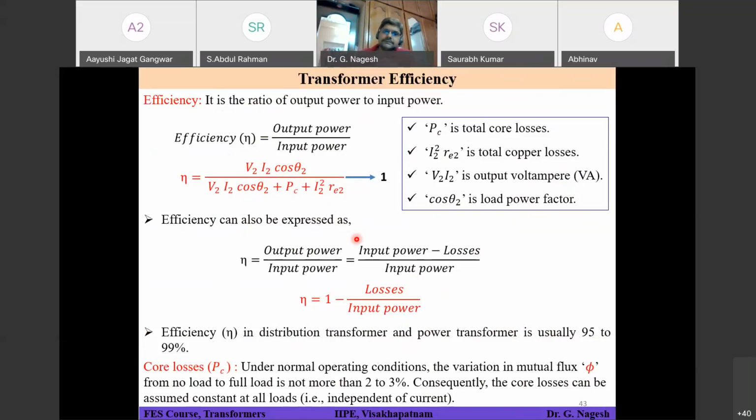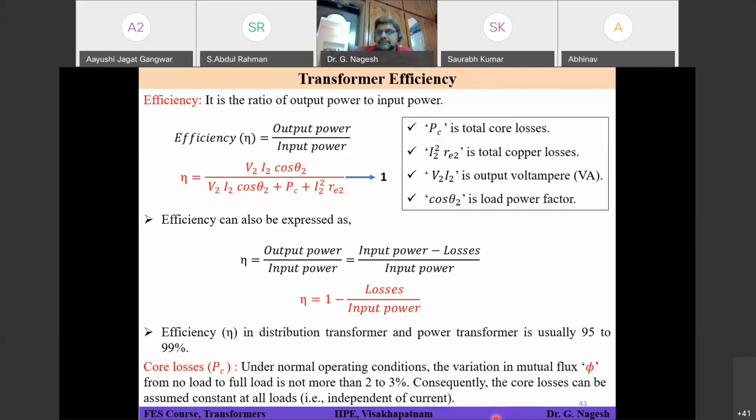So this is the basic formula for the efficiency: V2I2 cos theta 2 divided by V2I2 cos theta 2 plus core losses plus copper losses at the current which is flowing in the transformer. Core losses, I have already stated, are going to remain constant. Under normal operating conditions, the variation in the mutual flux phi from no load to full load is not more than 2 to 3%. Consequently, the core losses can be assumed constant at all loads, independent of the current. This we have already stated.